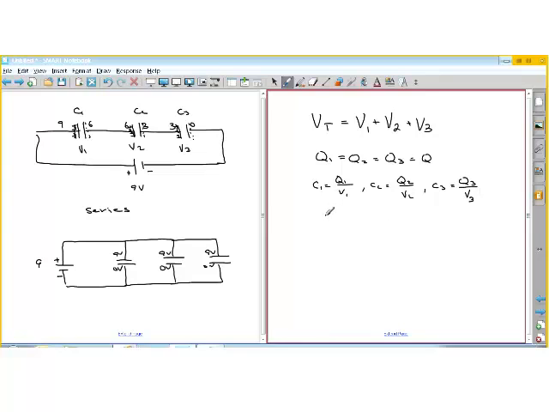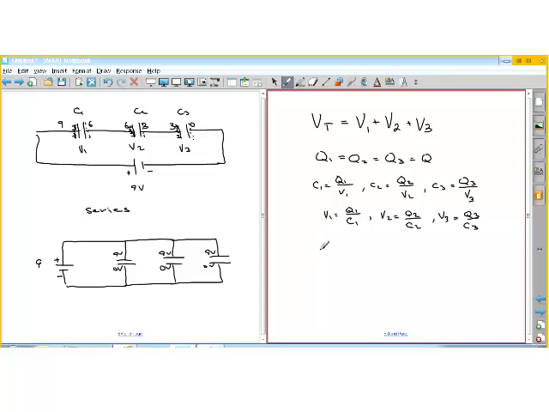So if you solve for the voltage, V1 is equal to Q1 over C1, V2 is equal to Q2 over C2, and V3 is equal to Q3 over C3. So if we plug those in here, what we're trying to do is replace these three capacitors with an equivalent capacitance that behaves exactly the same in the circuit. And the capacitance of the three individually is always greater than the equivalent capacitance. Okay, so what does that mean?